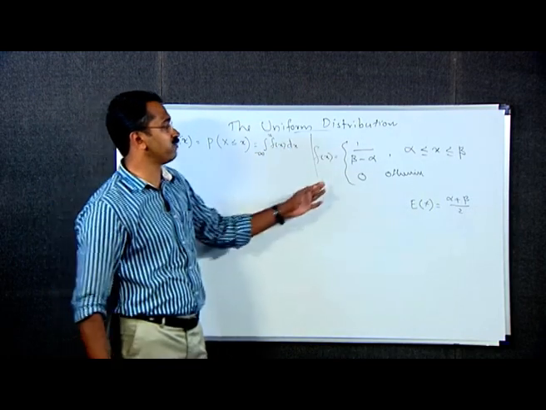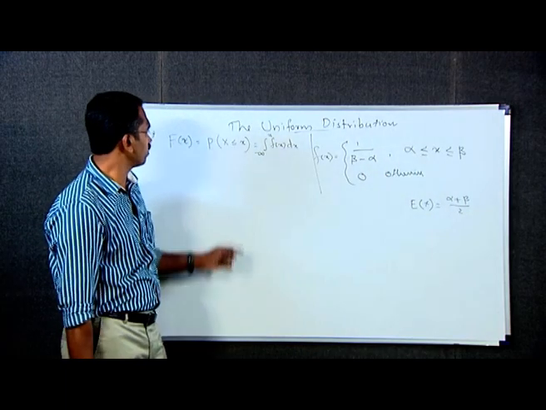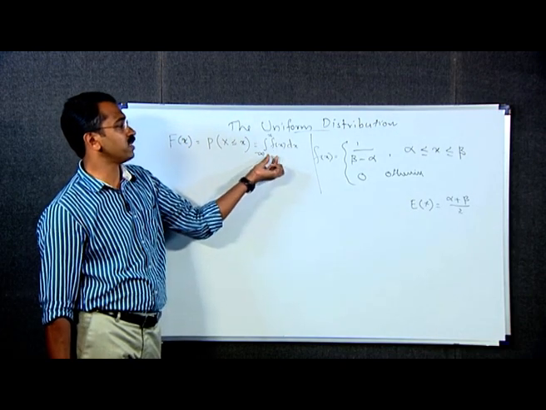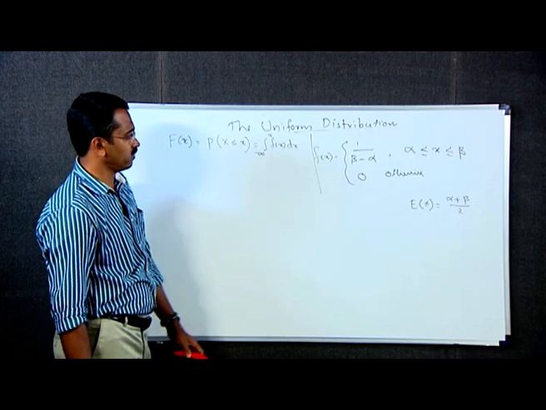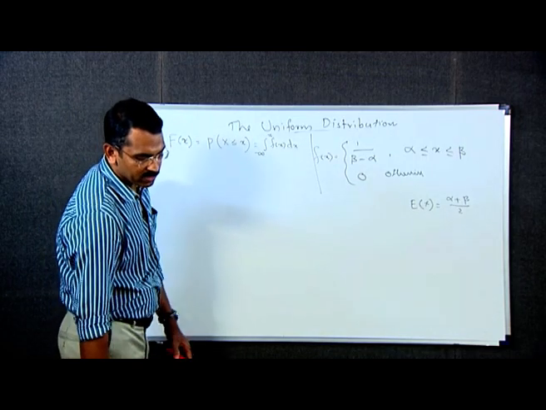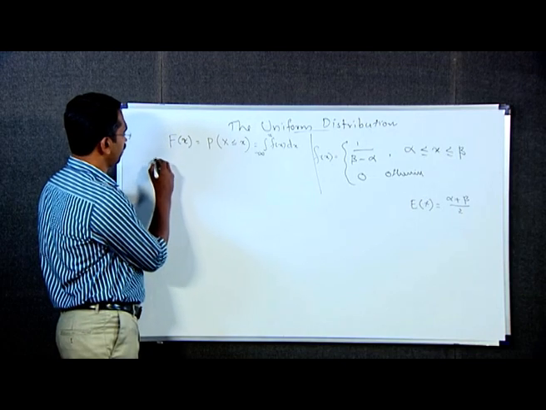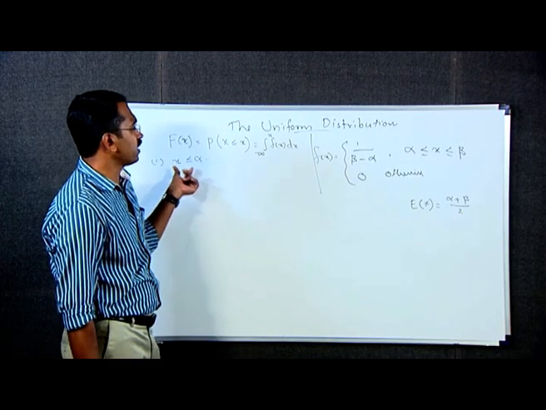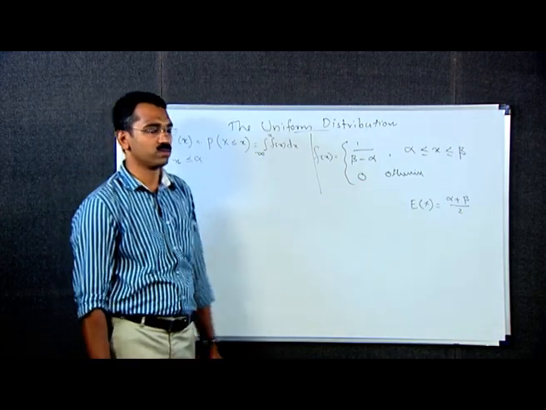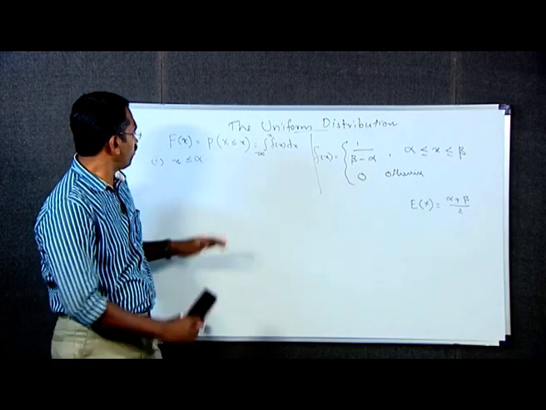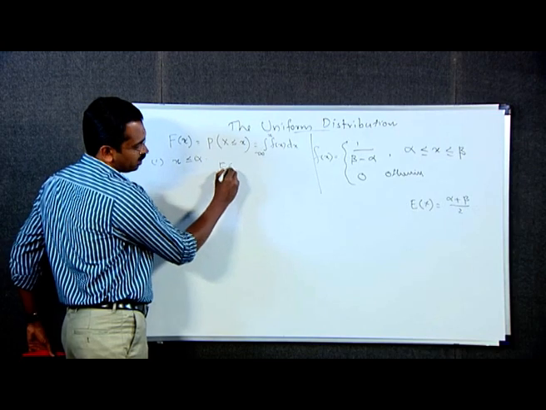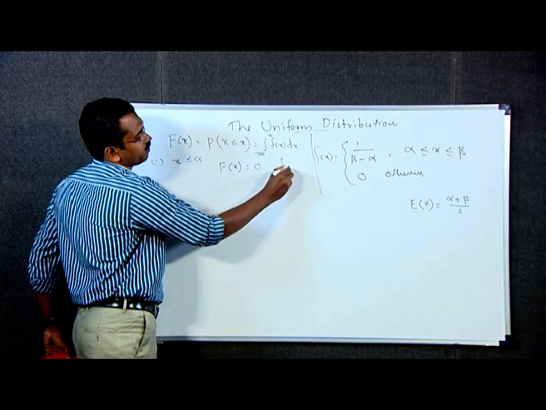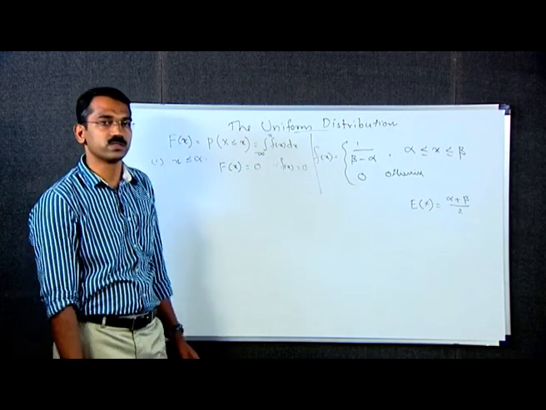Here the function is defined as a continuous function. Therefore, capital F of x, that is the distribution function, is integral from minus infinity to x f of x dx. We consider the case x less than or equal to alpha. First case is x less than or equal to alpha. In this case, the function is defined as 0. Therefore, capital F of x, that is the cumulative distribution function in this case, is 0, because the PDF is 0 in this case.